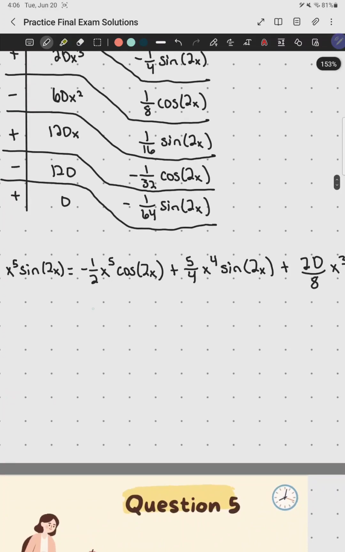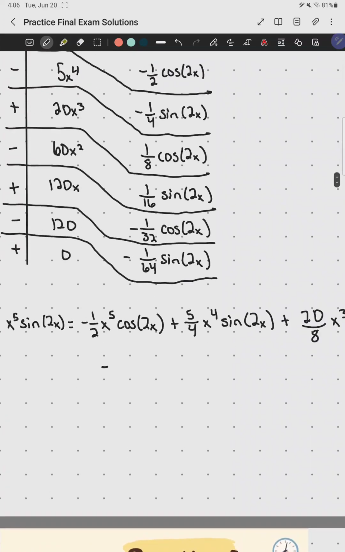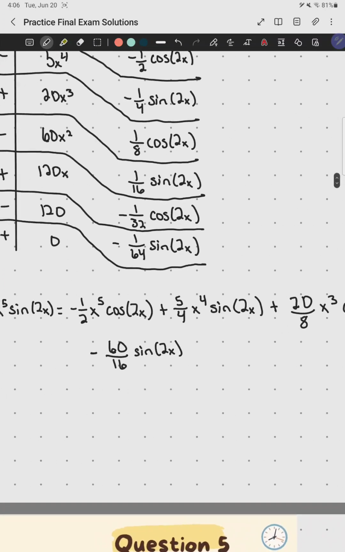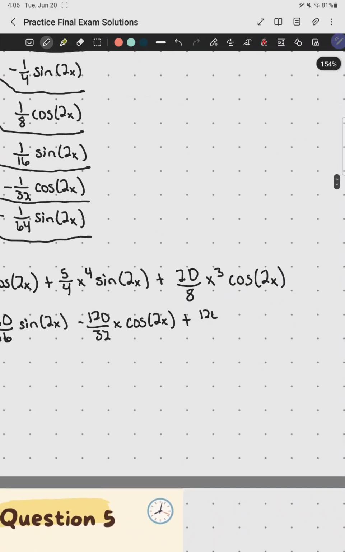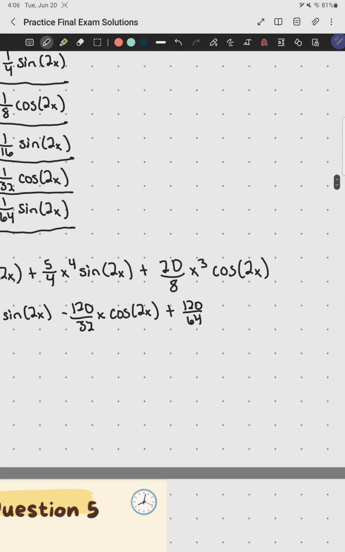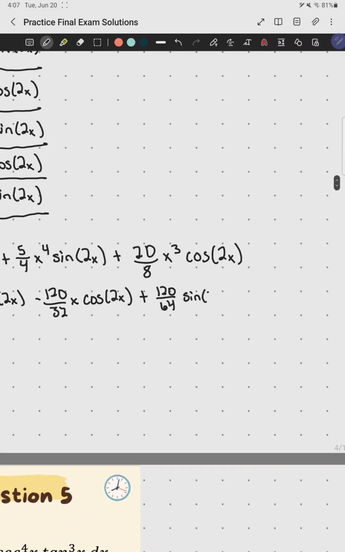And then we'll come back down here, minus 60/16 x squared sine 2x, minus 120/32 x cosine 2x, minus plus minus gets a plus, 120/64 sine 2x plus your constant of integration.